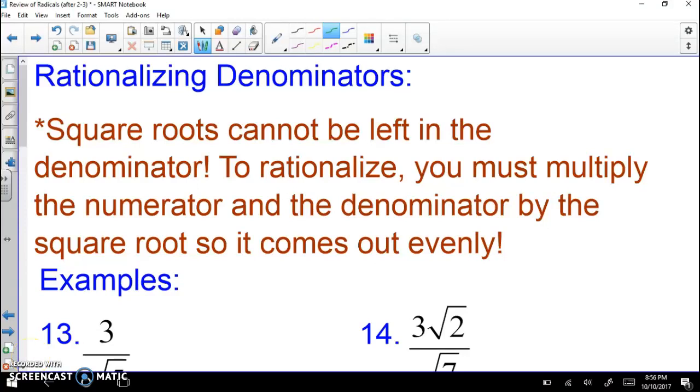So in this next section, we're going to start talking about the division of radicals. We need to keep in mind this top section where it says rationalizing denominators. The note it's giving us is saying square roots cannot be left in the denominator. To rationalize, aka get rid of it, you must multiply the numerator and the denominator by the square root so it comes out evenly, meaning it comes out to an integer.